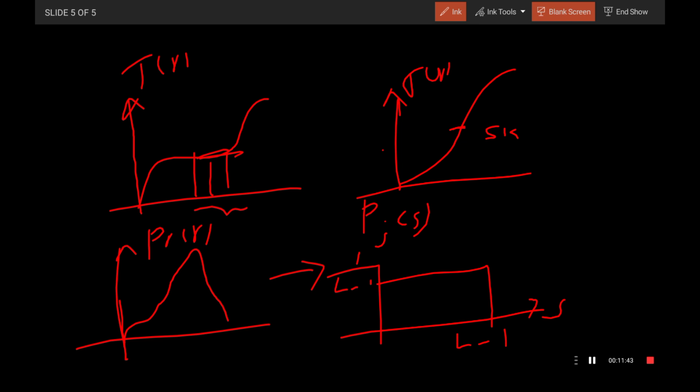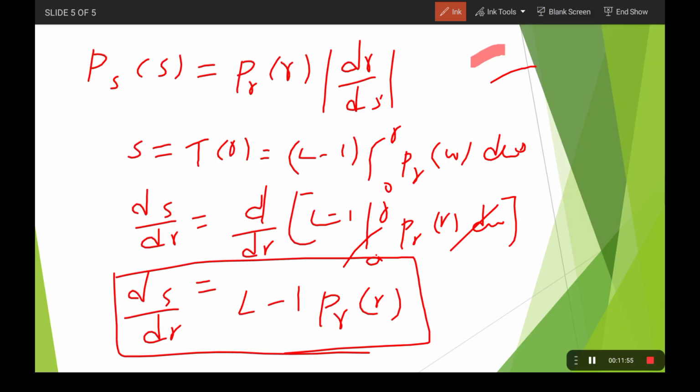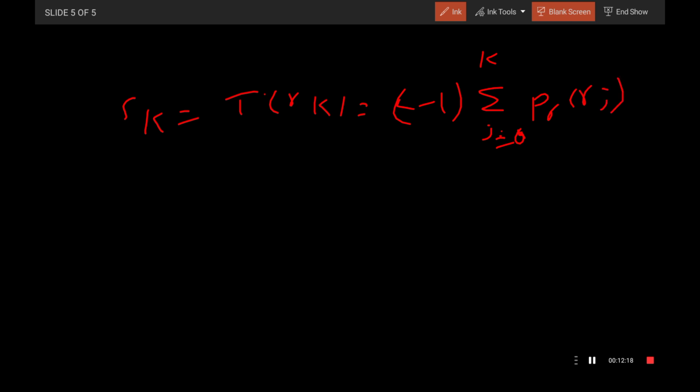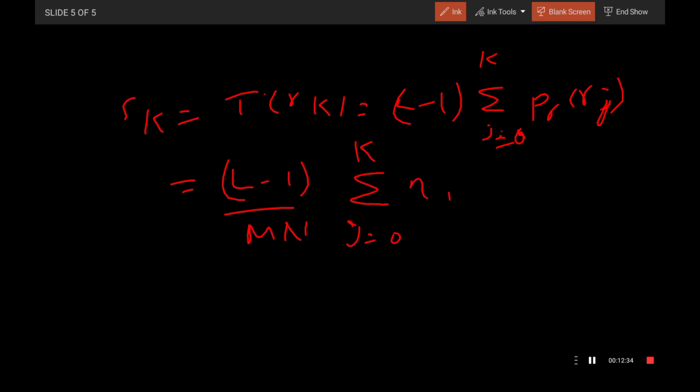If you want to represent the same equation in the digital domain, you just have to replace the corresponding values. SK is equal to TR of RK, which is equal to L minus 1 into the summation from J equal to 0 to K of PR of RJ. Just the notation changes: in the previous case we used RK, here we use RJ. That is the only difference. L minus 1 by MN, where MN is the total number of pixels, summation J equal to 0 to K of Nj. Nj is the histogram of the corresponding discrete equation.